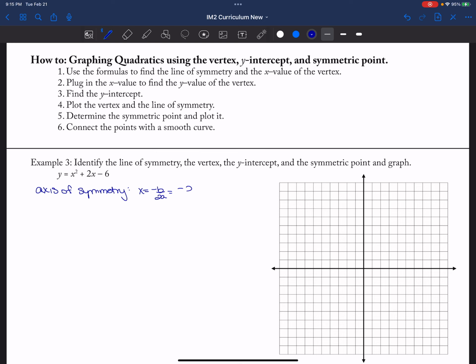So this is negative 2 over 2 times 1. So I get negative 2 over 2, which is negative 1. So that means that at negative 1, I have my axis of symmetry.